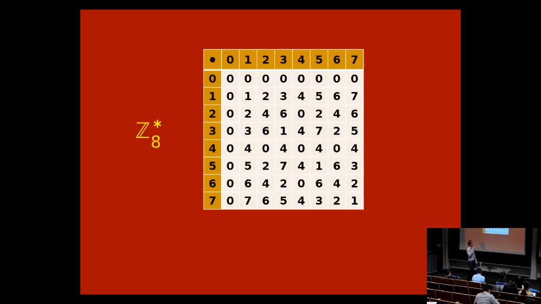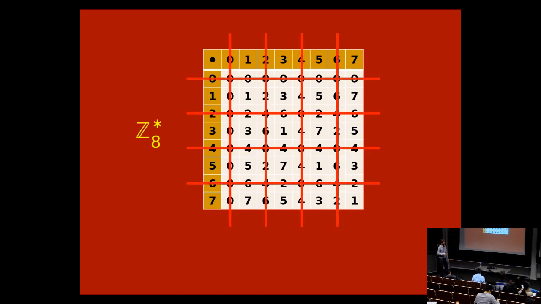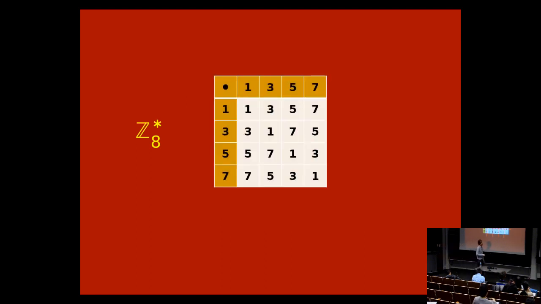Let's do another more interesting example. If we look at Z8 star, we start with the multiplication table, but we get rid of all the ones that don't have inverses, that have a 0 in their row or column. This is annoying to look at, so I'll draw it like this. Just the ones that are left are 1, 3, 5, and 7. And it's a nice fact that if you multiply 5 times 3, it's 15, which is 7 mod 8. This multiplication stays within this set.